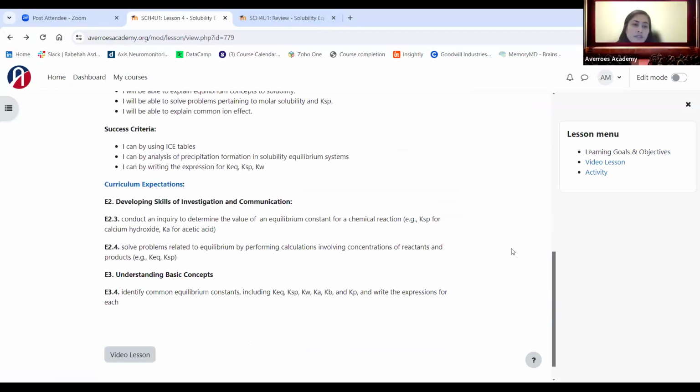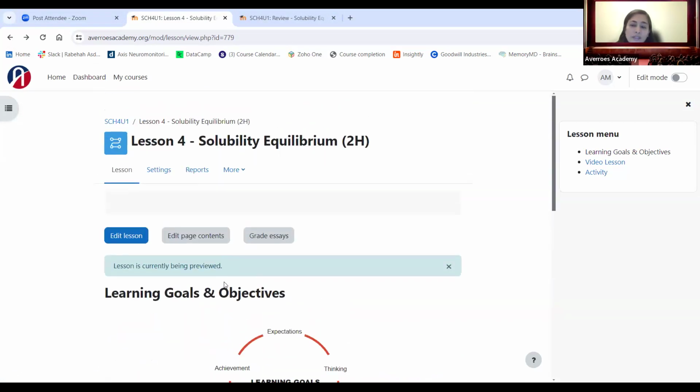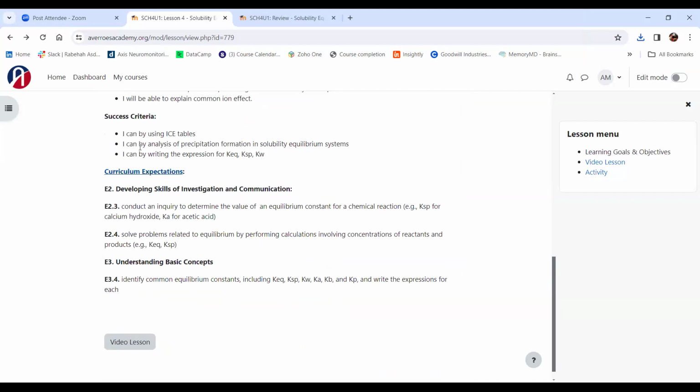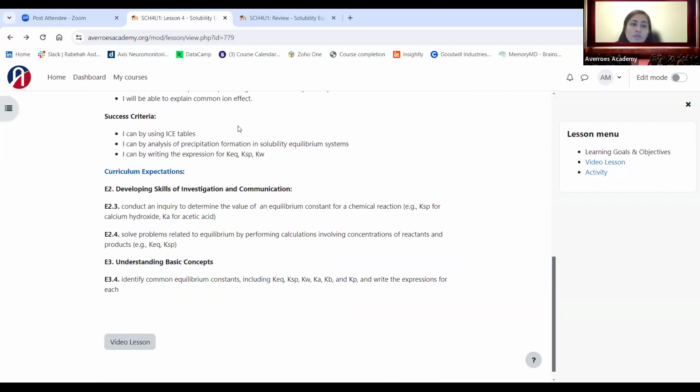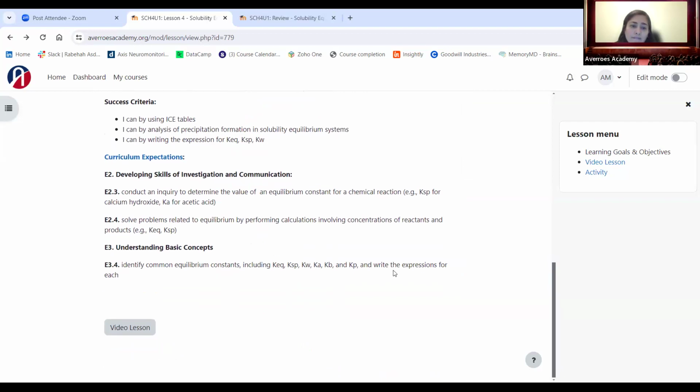All right, excellent. So the important thing to take away from this lesson is you use ICE tables to analyze precipitation formation in solubility equilibrium systems, and also to be able to write expressions for K equilibrium, Ksp, and Kw. So those are your goals for that.